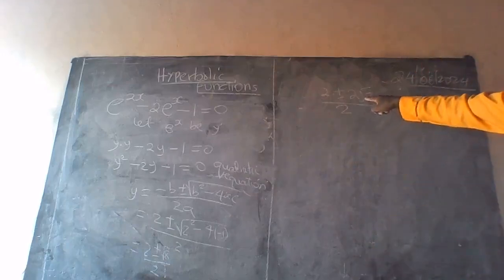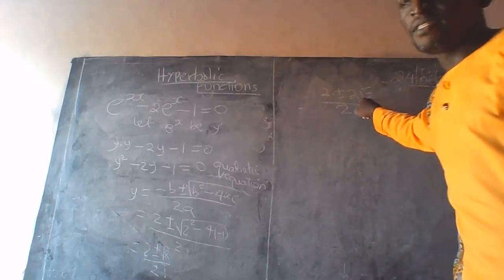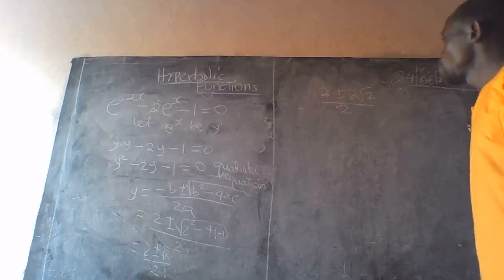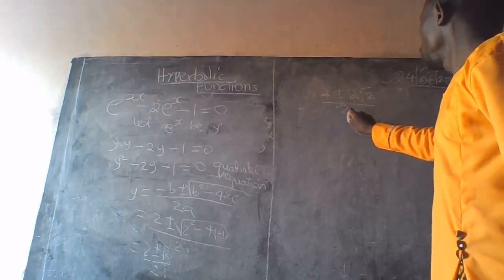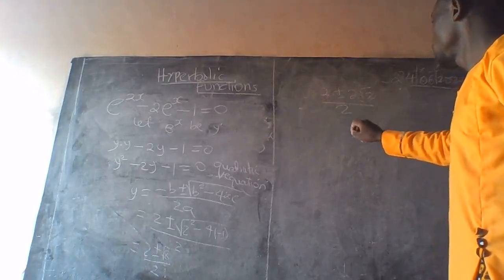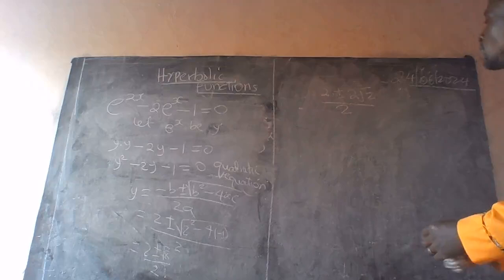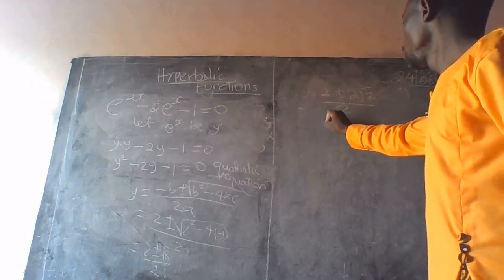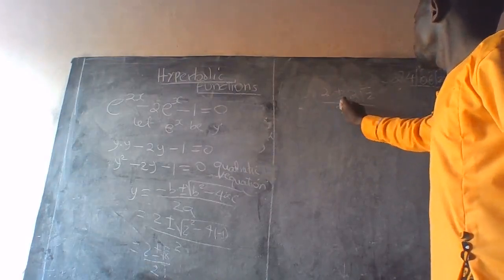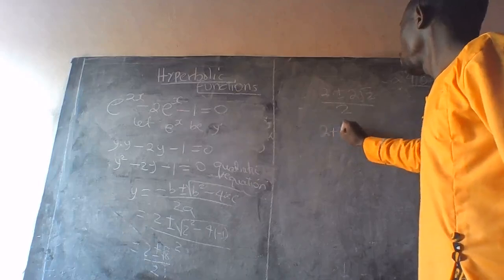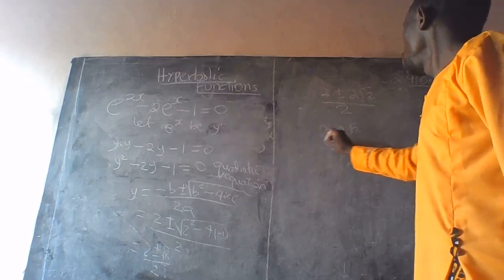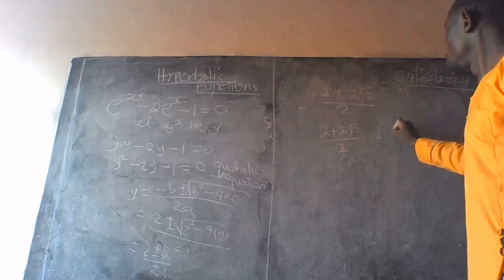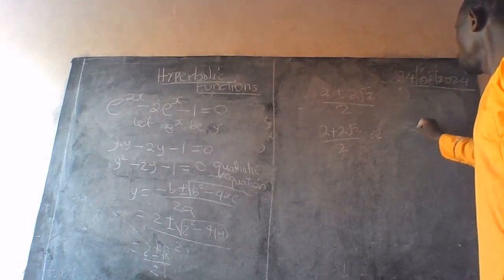Again, this is how we write the number 8 in surd form. So we are going to have 2 root 2 like that. So as you can see, if we take the positive, our first answer is going to be 2 plus 2 root 2 all over 2, or it's going to be 2 minus 2 root 2 divided by 2.